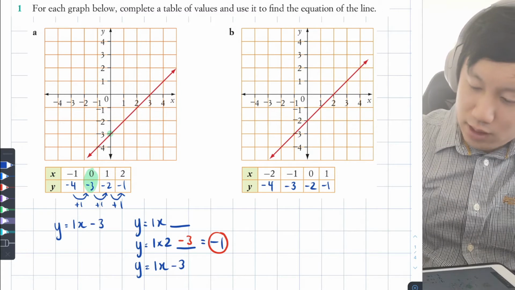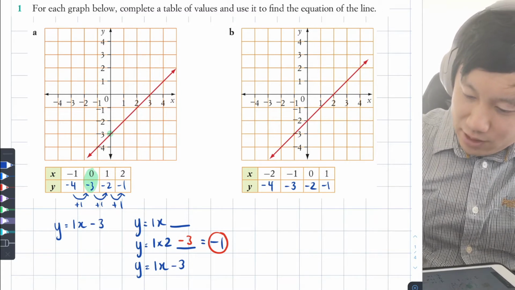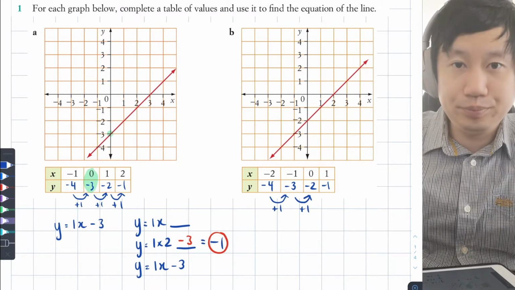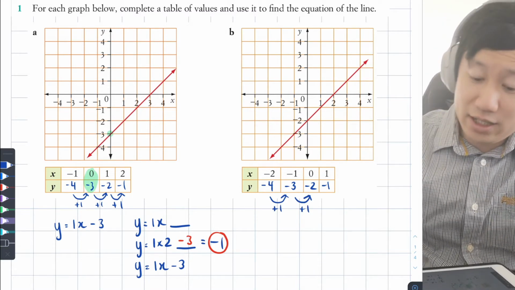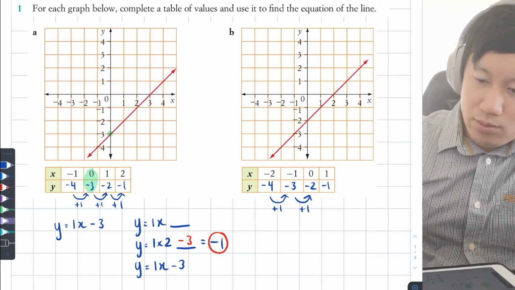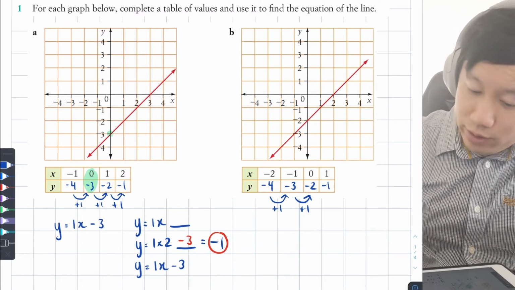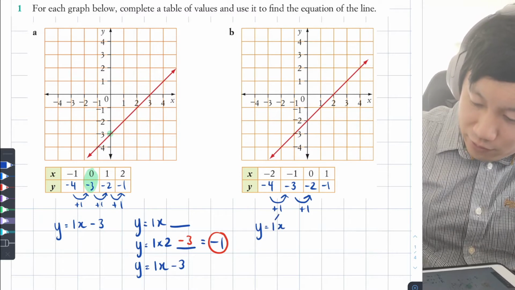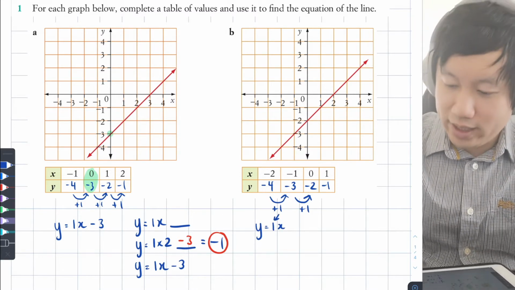Right. So again, what is this going up by? This is again going up by just 1 every single time. Now there's a technical term for this. It's called the gradient, but that's used more in year 9 onwards. So we're just going to put that number 1 right before the x. So y equals 1x.